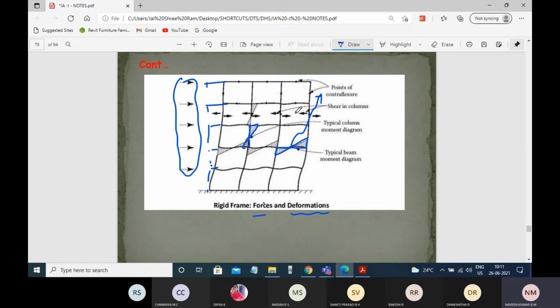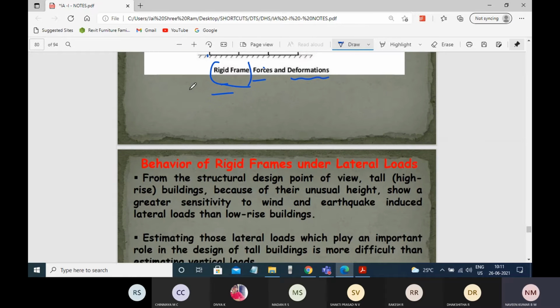If it is a uniform kind of external load, then you can expect the point of contraflexure to be exactly at the mid of the span. Understood? So this is a typical force and deformation pattern for the rigid frame, due to the lateral load acting. Okay.